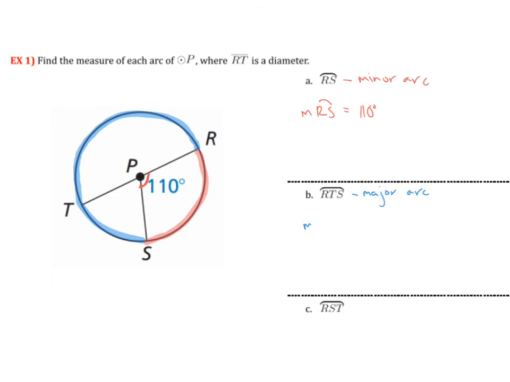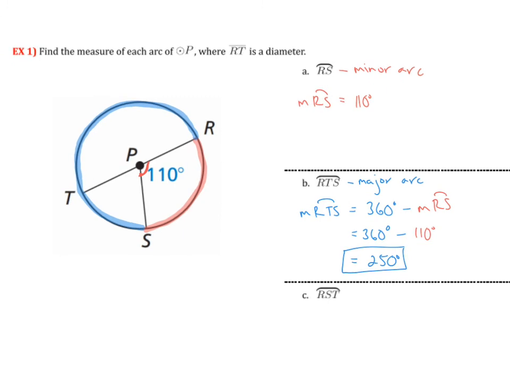And we know that if we have a major arc, then to find the measure of that major arc, we need to take 360 degrees and subtract out the minor arc from that. And the minor arc here is arc RS. So, substituting in the values we have, 360 degrees minus 110 degrees. This gives us 250 degrees for the measure of arc RTS.